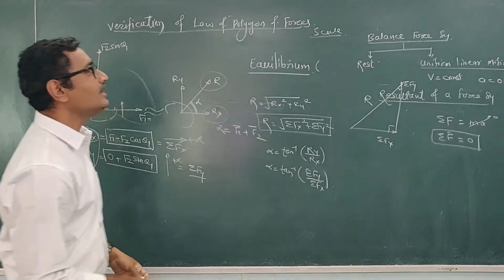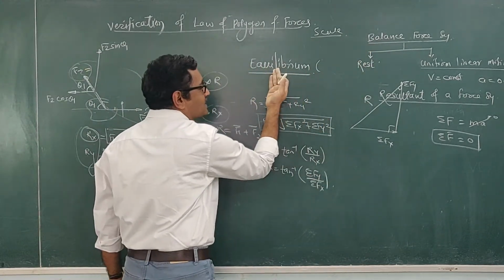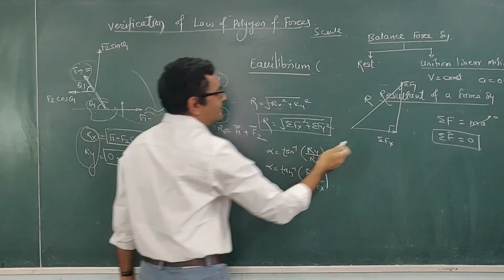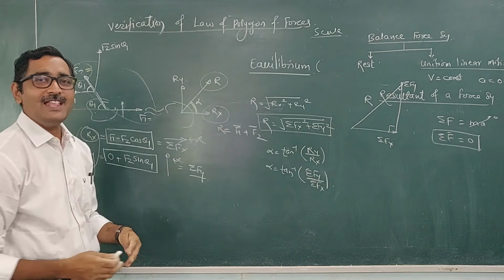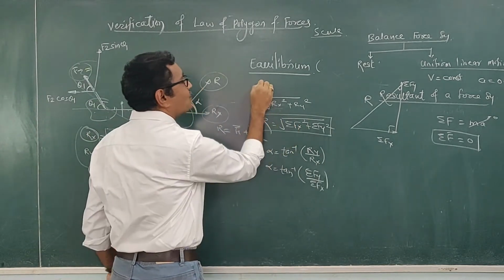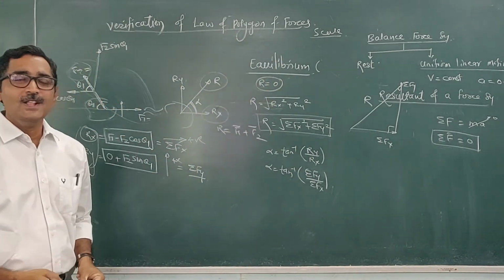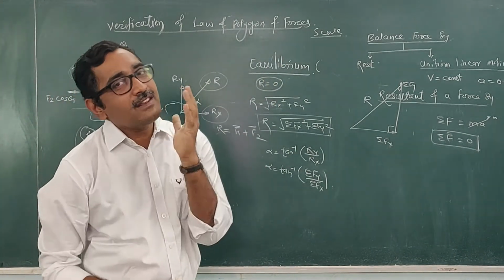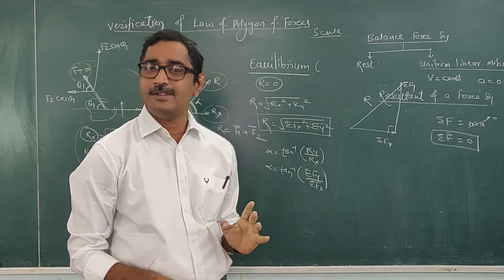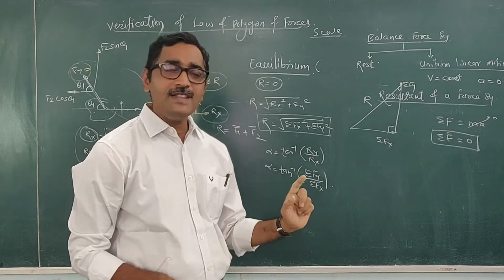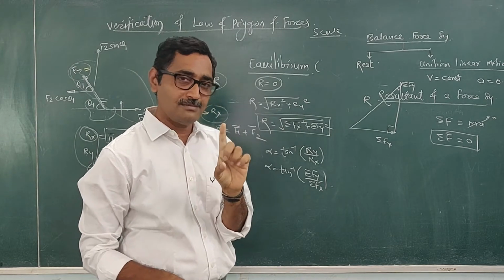When a balanced force system is there, or when any force system is in equilibrium, there is no unbalanced force. And since there is no unbalanced force, for that particular force system the resultant force is equal to 0. So for any particular force system, if the resultant force is 0, for a concurrent force system I am talking, we can say that it is in equilibrium. I am talking only about the concurrent force system.